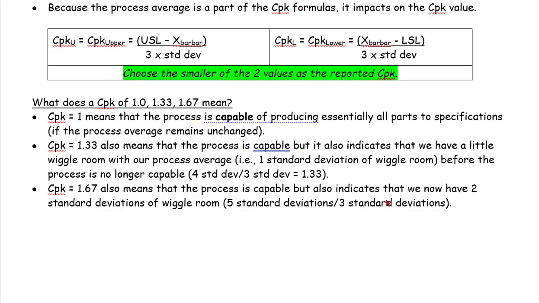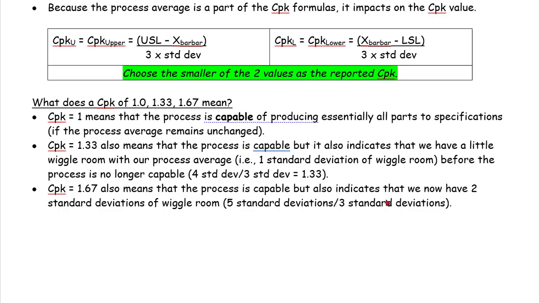CPK equals 1 means the process is capable of producing essentially all parts to specification if the process average remains unchanged. If you have a CPK of 1.33, it also means that the process is capable, but it also indicates that we have a little wiggle room with our process average, that is 1 standard deviation of wiggle room, before the process is no longer capable of meeting engineering specifications. 4 standard deviations divided by 3 standard deviations equals 1.33. You have that extra standard deviation of wiggle room.